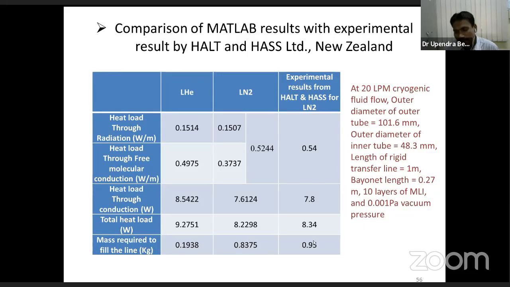So all our data are matching well with the published data, indicating that whatever calculations were done for pressure drop and heat load also hold good. And this is the comparison for heat load.